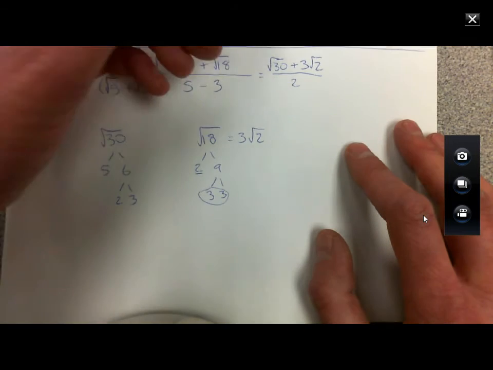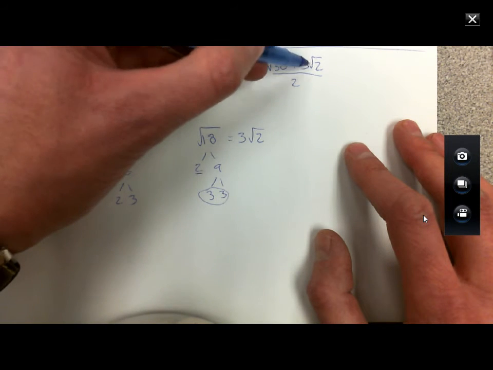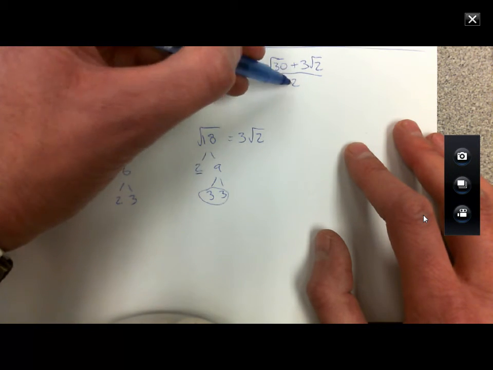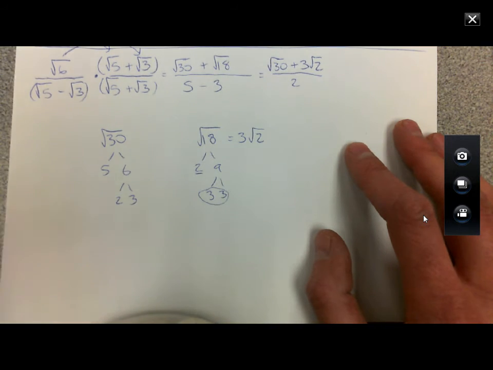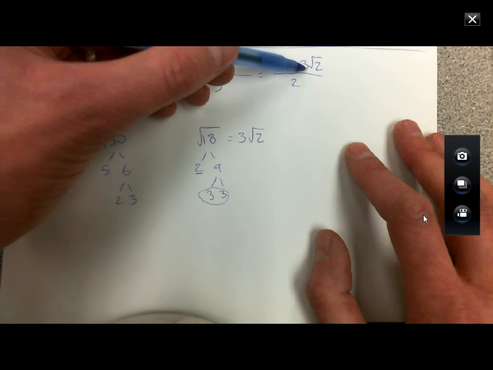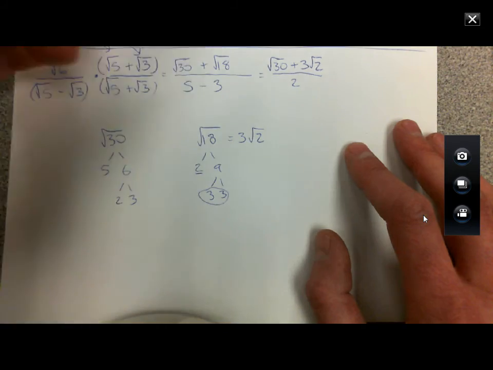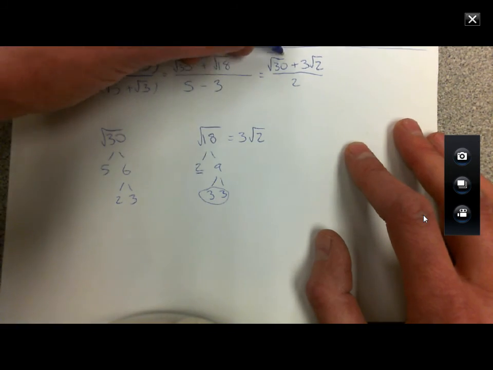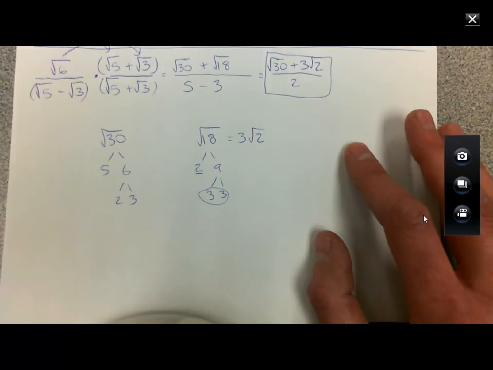I do need to check then, can I divide? Is there a common factor between these two that I can divide the 2 by? No, there isn't. There's no common factor between square root of 30 and 3 root 2. So I'm stuck. That is the final answer.